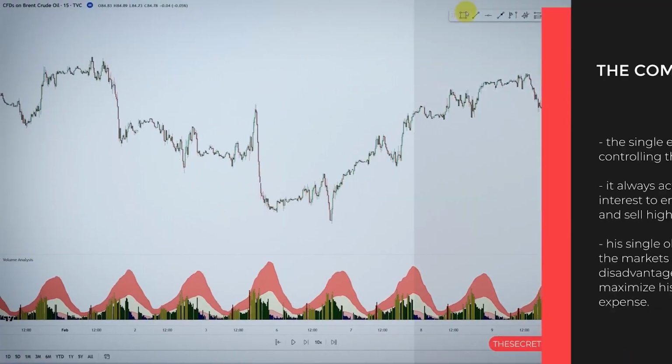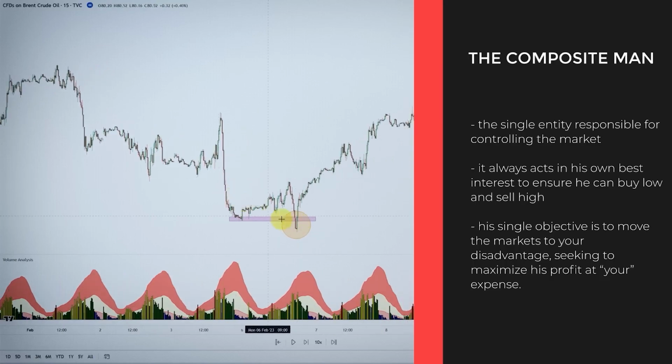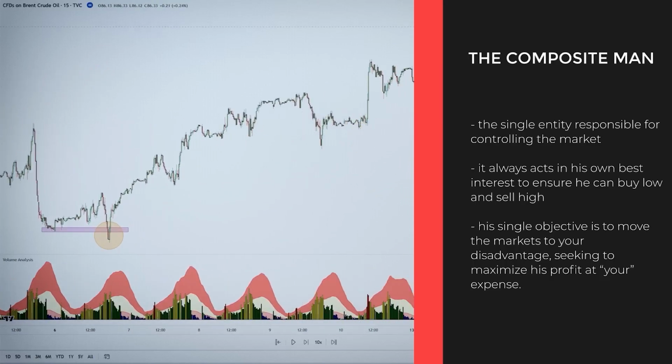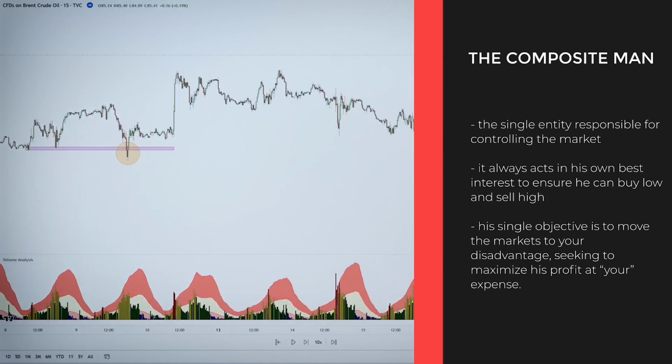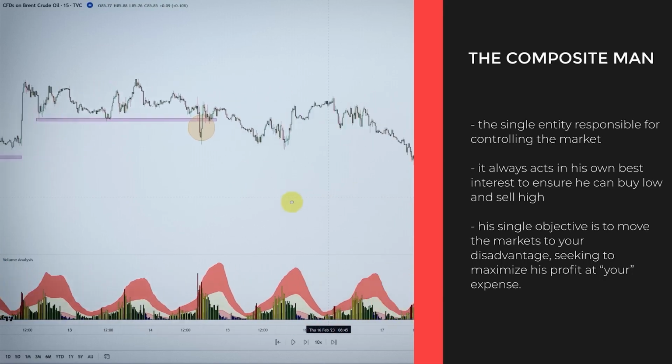When I started to study Wyckoff, my first aha moment was when I was reading about the composite man. Wyckoff created the idea of the composite man as an imaginary identity of the market. This single entity is responsible for controlling the market, and it always acts in its own best interest to ensure he can buy low and sell high. Think of the composite man as an evil entity controlling markets by pushing buttons. His single objective is to move the markets to your disadvantage, seeking to maximize his profit at your expense.